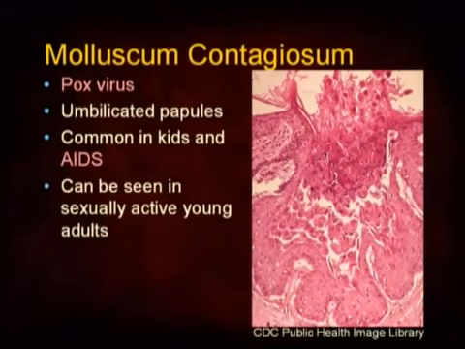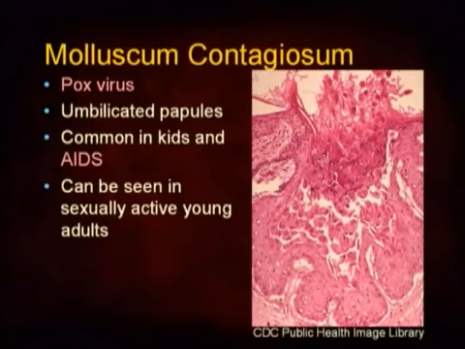Still on the viral line, next up is molluscum contagiosum. This is caused by the pox virus. Classically looks like umbilicated papules, so kind of whitish or flesh-colored papules. Frequently seen in children, but by the time most of us get to be adults, we've already been exposed to the virus and tend not to develop molluscum.